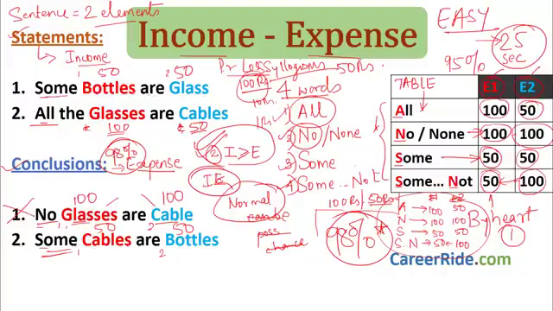Let's find out. Over here we see that bottles is in sentence 1. Cables is in sentence 2. They are not in the same sentence. No need to panic. We have a solution for this also.